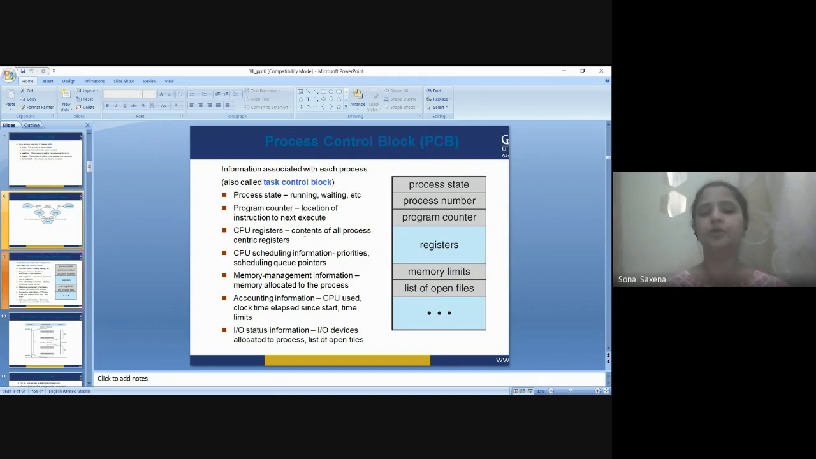And lastly, the input output status information. What is that? Input output devices allocated to a process, a list of open files, whatever things are related to the input output mechanism of a process. All this information is always stored in your process control block. I hope this is clear to you, what a process control block is and why we need it. But just remember one thing: every time a process gets created, it always has one process control block to store all the information related to it. So this is one important point that you have to make sure of.